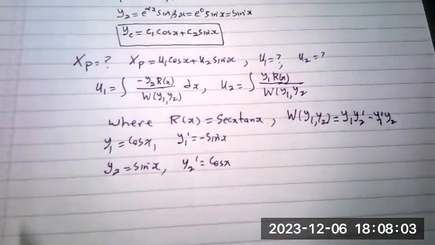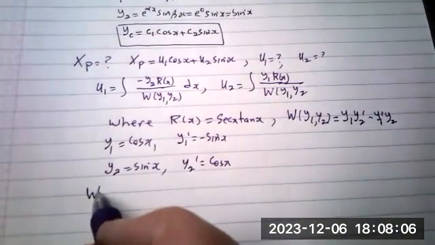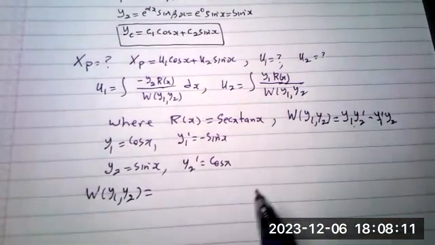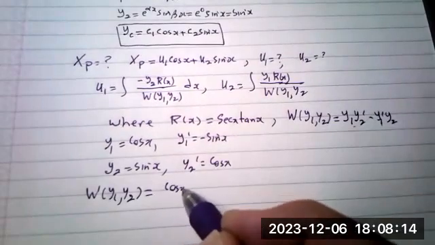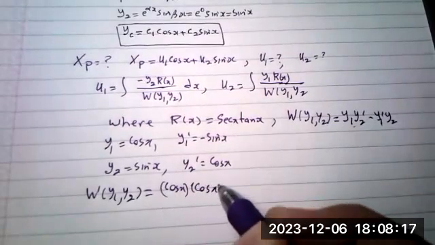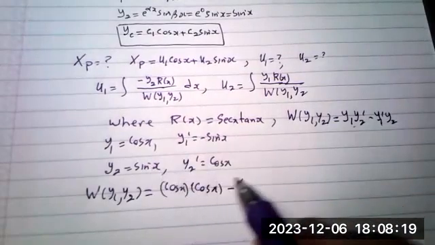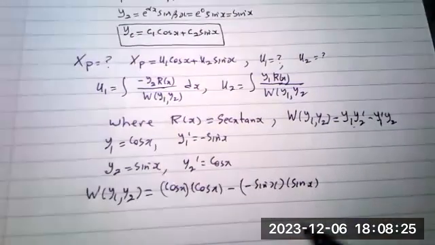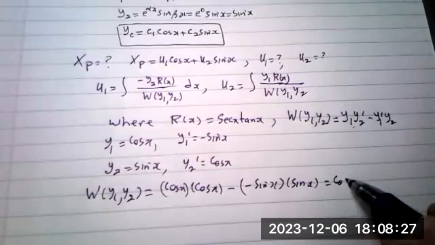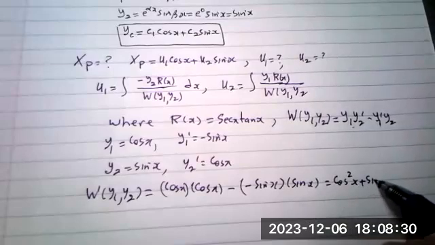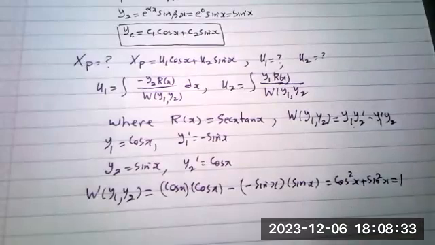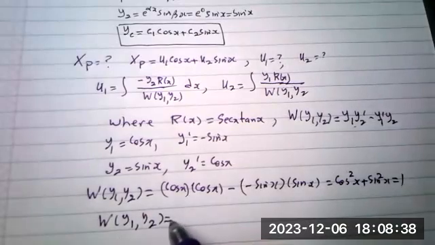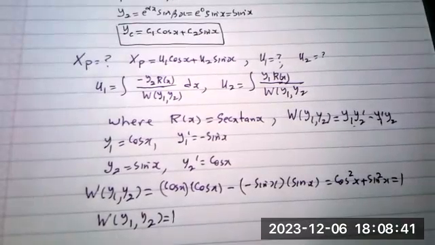Okay, so I'll find the Wronskian. The Wronskian of y1, y2 is, kind of cross multiply here, get the formula. So that gives you cosine x times cosine x minus negative sine x times sine x. That gives you cosine squared of x plus sine squared of x, which is equal to 1. So nothing to worry about with the Wronskian. It is a non-zero number, which is the case.